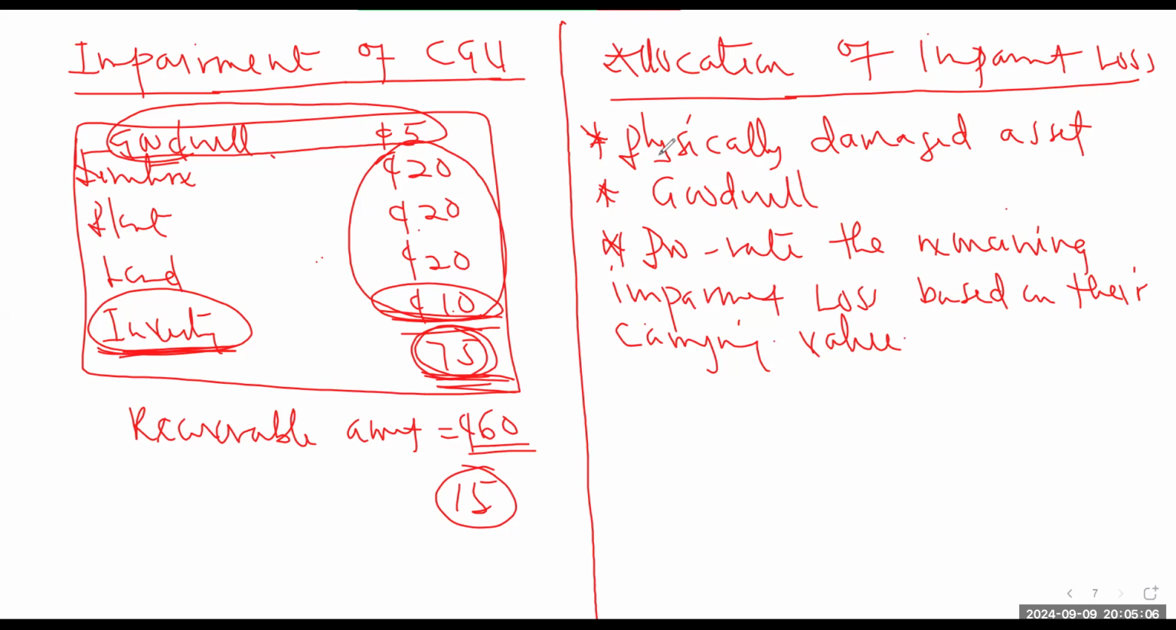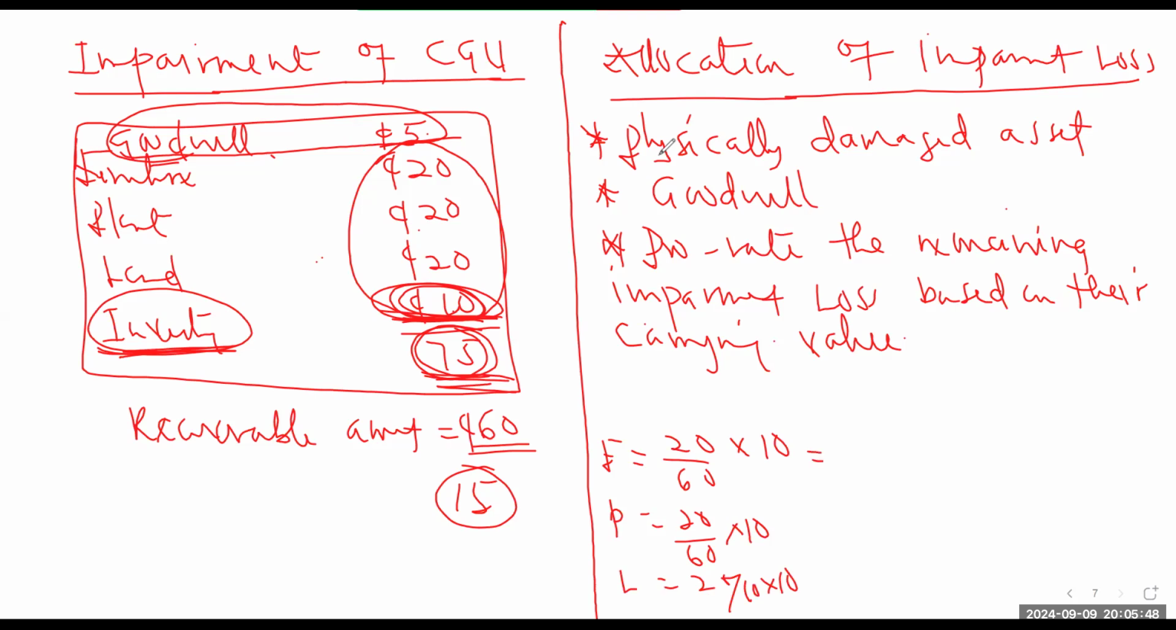If you are apportioning the impairment loss, come here. Let's say we have taken the 5 to goodwill, and we also assume that the inventory will not be impaired. How do we share the remaining 10 among them? That will be 20 divided by 60 multiplied by 10. Is that correct? For the first one, which is furniture, yes. And the plants will be 20 over 60 multiplied by 10. Then we also have the land, 20 over 60 multiplied by 10.